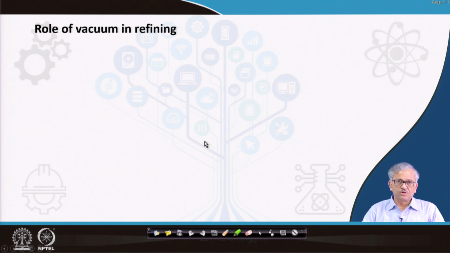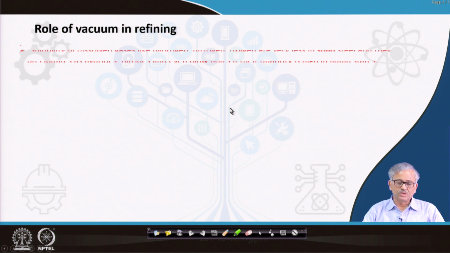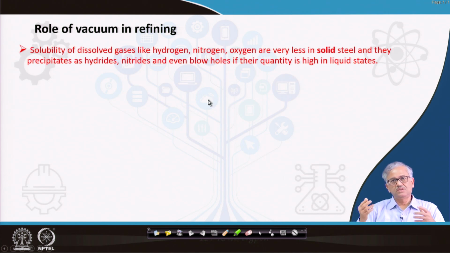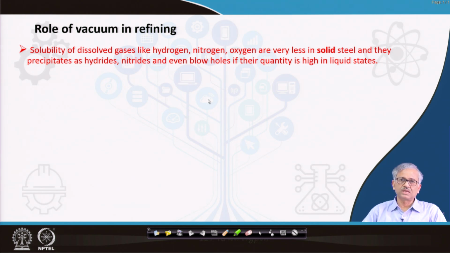As a result, during solidification, they will be ejected from the liquid steel at the solid liquid interface. So, as I said, it will give a lot of supersaturation of those impurities at the solid liquid interface, and they can precipitate very undesirable nitrides, hydrides, and oxide inclusions. Okay. So, that is one thing.